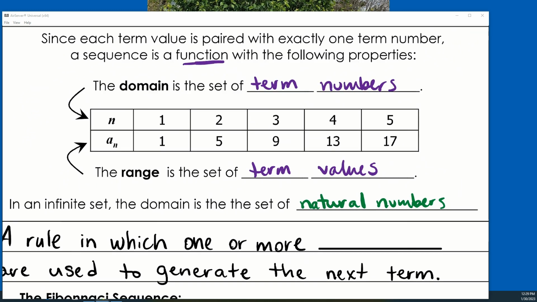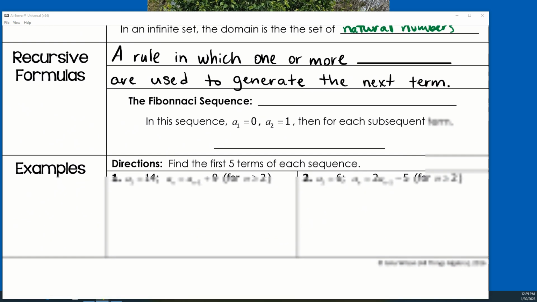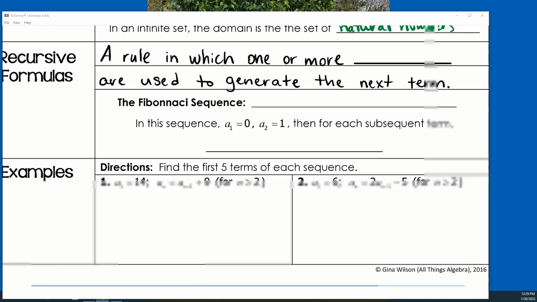All right, so let's talk about recursive formulas. A recursive formula is a rule in which one or more previous terms are used to generate the next term.